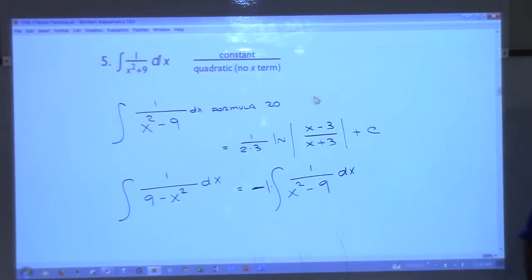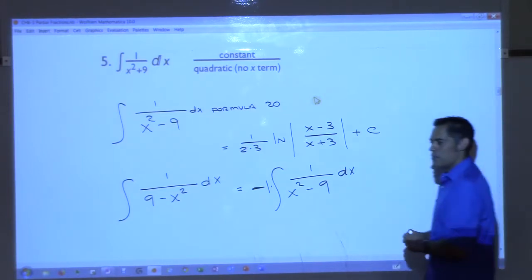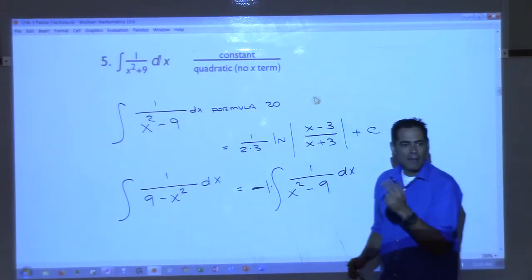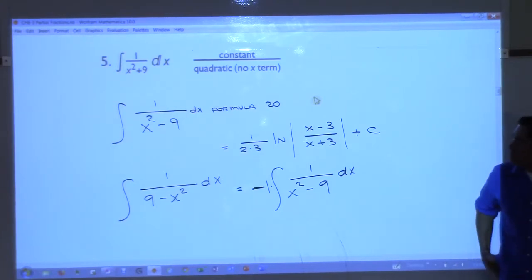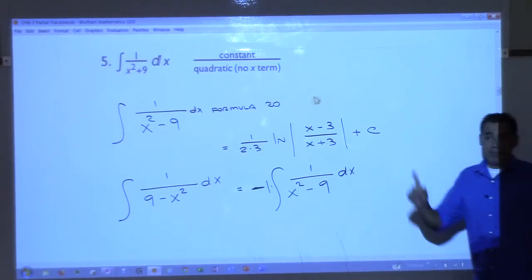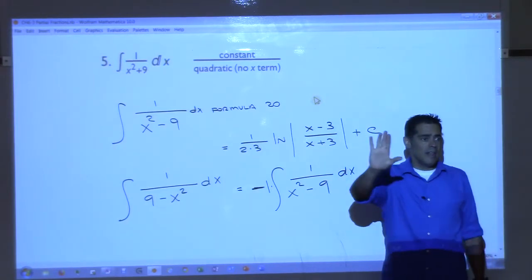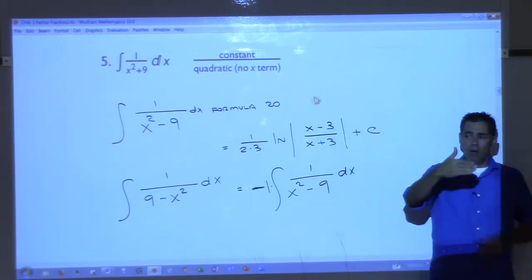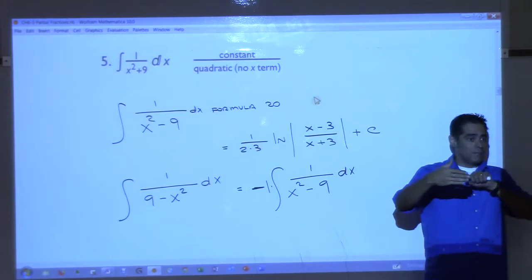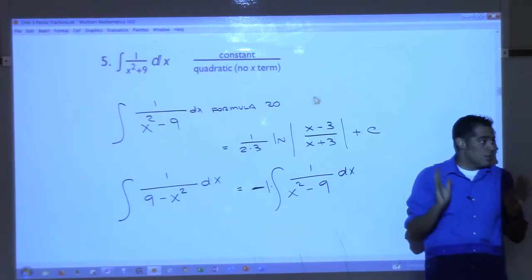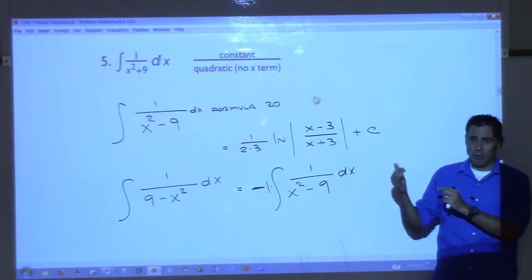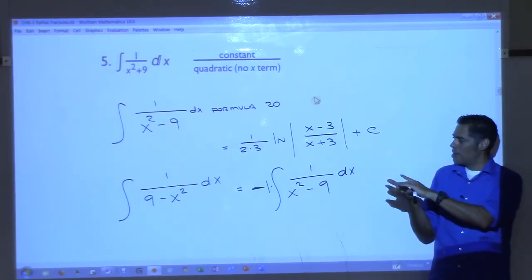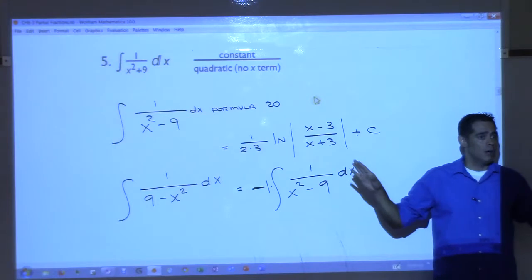But they give you a formula 19. I don't know why they do that. 19 and 20 are the same thing. It's just not the same formula, but they do the same thing. So you should be able to handle it, right? Do you all see that if you have a constant over a quadratic that's missing the x term, there's no other scenario that you could run into? This covers it all. Those formulas 17, 19, and 20 should cover it all.